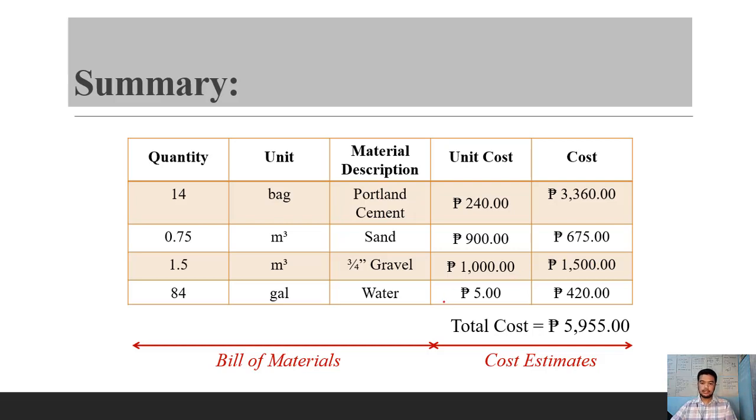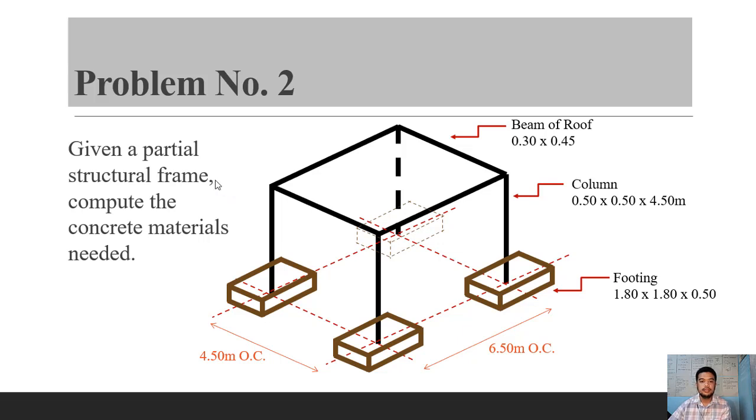So here in water, per gallon of water, it is estimated to be 5 pesos. But I think this is very expensive. But considering it is 5 pesos per gallon of water multiplied by 84 or 81, it should now be 420. So the total cost will be 5,955 pesos, not yet considering the price of the electricity and the labor. Let's go to problem number 2.